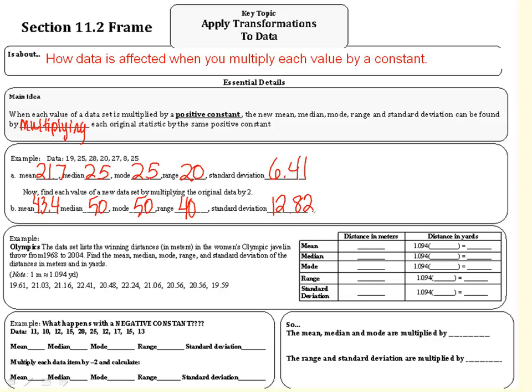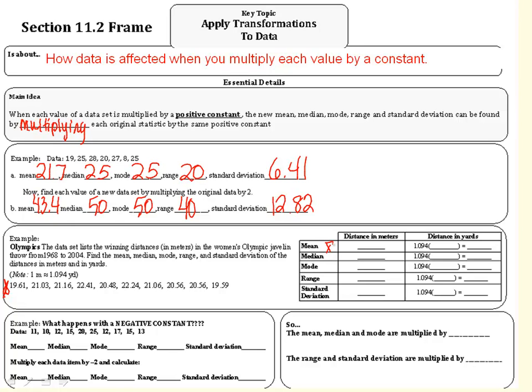So here's another example. Try putting these values in. It says the data set lists the winning distances in meters in the women's Olympic javelin throw from 1968 to 2004. Find the mean, median, mode, range, and standard deviation of the distances in meters and in yards. This would be a great example of when you might multiply everything in a data set by a value. If you use these values right here, these are our values in yards if you put them in your graphing calculator. You should take a second to pause it and do that.